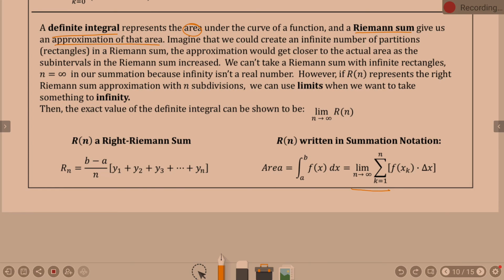So I can't take a Riemann sum with infinite rectangles in our summation because for infinity, there's not a number to plug in there. However, we can represent this with n subdivisions. We can use limits, and that's what we're going to focus on the next page, maybe a little bit today, maybe tomorrow, not tomorrow, but soon. So the exact value of the definite integral is the limit as n approaches infinity of the Riemann sum. And so here's your integral that we haven't done a whole lot with yet. That's coming, I promise. But it is equal to this limit, which is the Riemann sum. So because it's a limit, it will allow us to find the precise answer.